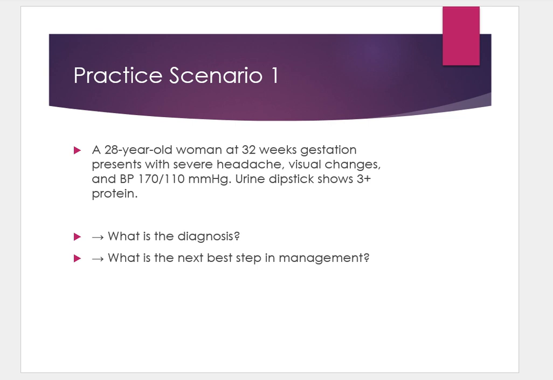Now there are simple practice scenarios that I have included in these slides. A 28-year-old woman at 32 weeks of gestation. Whenever a pregnant woman is given, you can tell that it is coming from obstetrics. It's 32 weeks of gestation, the third trimester of pregnancy, and she presents with severe headache, visual changes, and BP 170 by 110. A BP of 170 by 110 means the patient is suffering from hypertension, and visual changes mean there is end organ damage occurring. Urine dipstick shows 3 plus protein, so proteinuria is present. When hypertension is combined with proteinuria, visual changes, and headache, this is the scenario of preeclampsia in the third trimester of pregnancy.